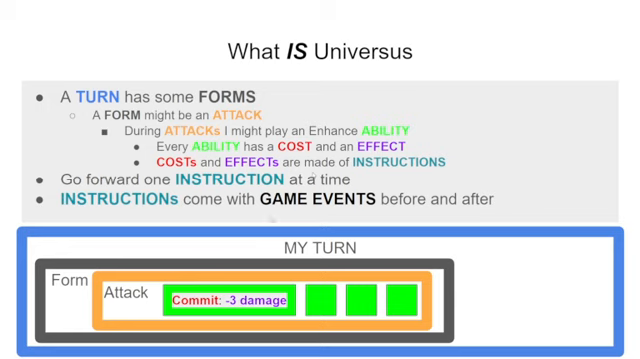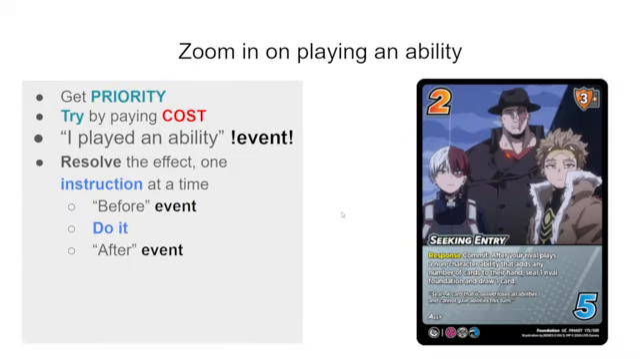And just to situate us all, I've got a slide again for another one of these. Ultimately, we're focusing on instructions and game events, again, the smallest units of the game. Instructions are just single verbs that players have to follow, and game events are the things to which you can respond. Every time we play an ability, we know that abilities start with a player getting priority, and then choosing to play an ability, paying its cost, and then resolving its effect, doing its effect.